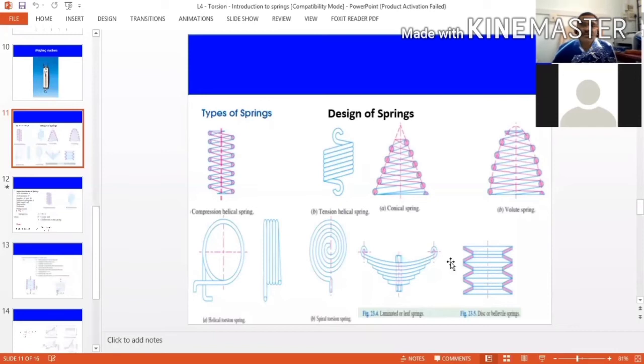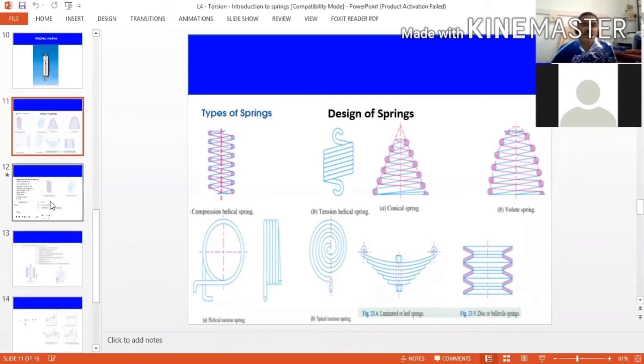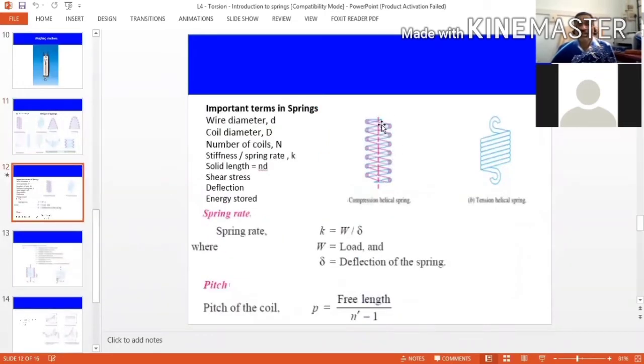However, we are going to discuss only helical springs, because in helical springs the type of load is torsion and the type of stress developed is shear stress. That is why in our syllabus helical springs are included. So this is a helical spring. This is used for compression. This is used for tension.